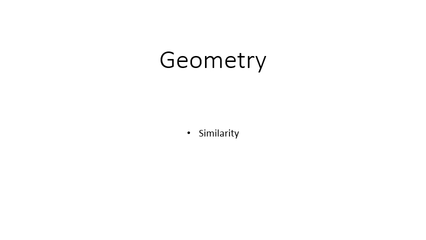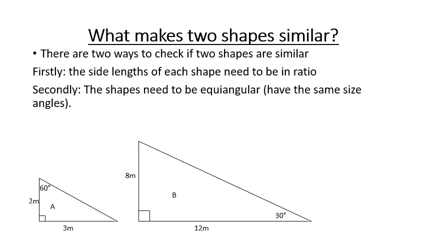Okay, this video tutorial looks at the mathematical strand of geometry, and more specifically, we're going to focus our understanding on similarity. So let's talk about what it is that makes two shapes similar. Well, there are two ways that you can check if two shapes are actually similar. The first one is to determine if their side lengths are in the same ratio.